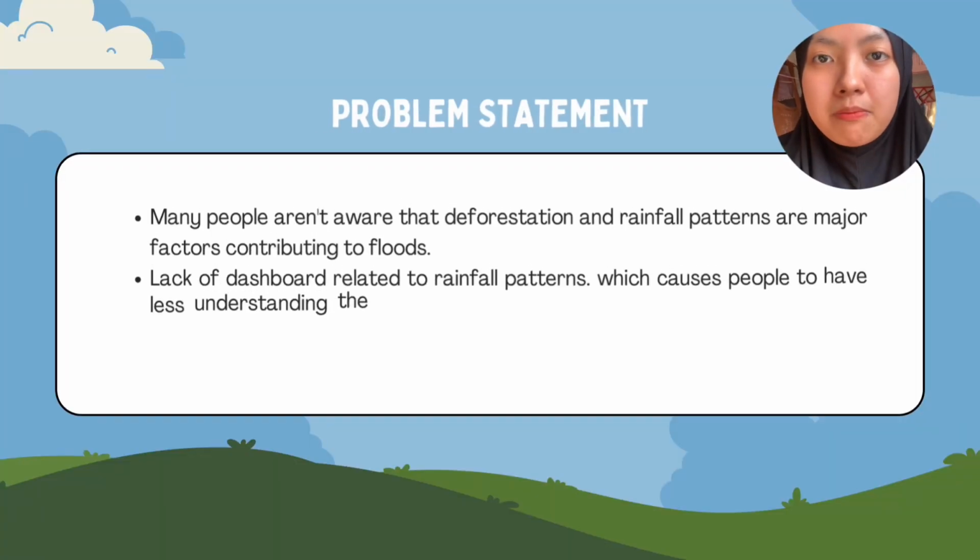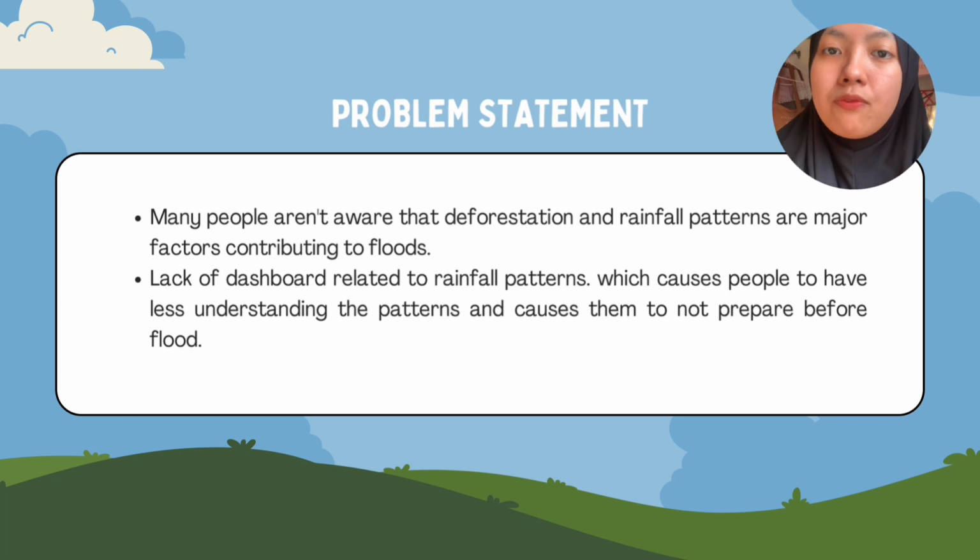Next, for the problem statement, many people are not aware that deforestation and rainfall patterns are the main factors contributing to floods. The second problem is we have lack of dashboard related to rainfall patterns, which causes people to have less understanding about the rainfall patterns and causes them to not prepare before a flood occurs.